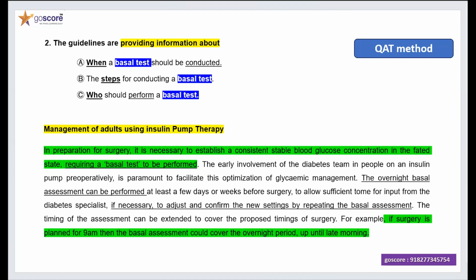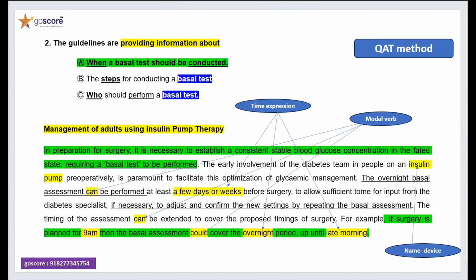For example, here the answer option A is correct, but you need to think why the other 2 options are wrong. And for this particular question, for all the questions, okay, in your OET, even if it is in the reading part A, B, C, if it is in the listening, whatever it is, you need to think why the other options are wrong. Fine. So here, some time expressions are a few or weeks. Then name of the device in pump, can is modal verb. Then time period is there 9 a.m. Then overnight is also a time expression, late morning. All these are time expressions. Okay, just marked it for your better understanding.